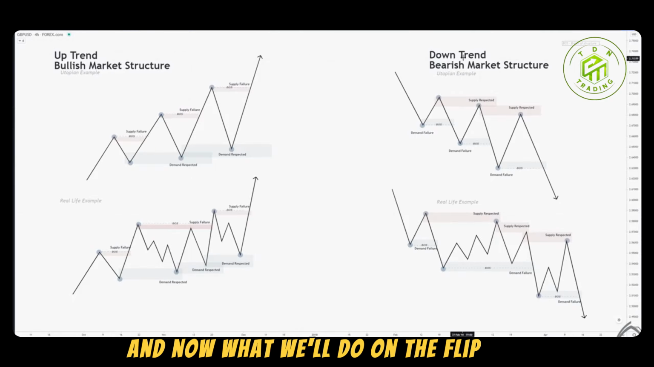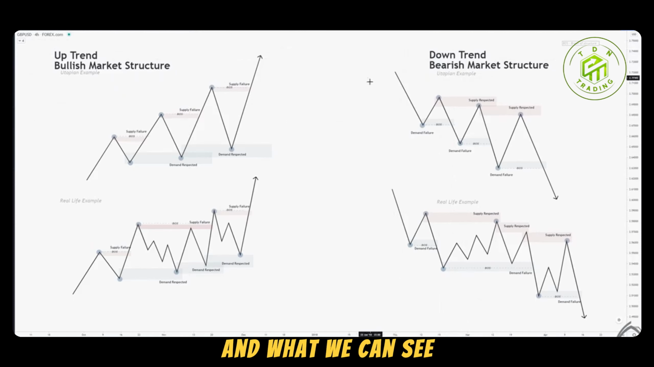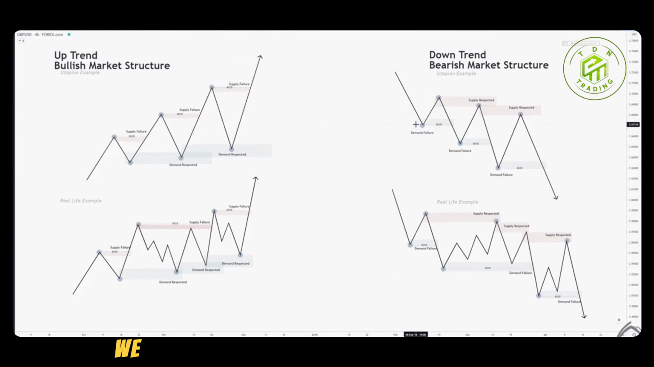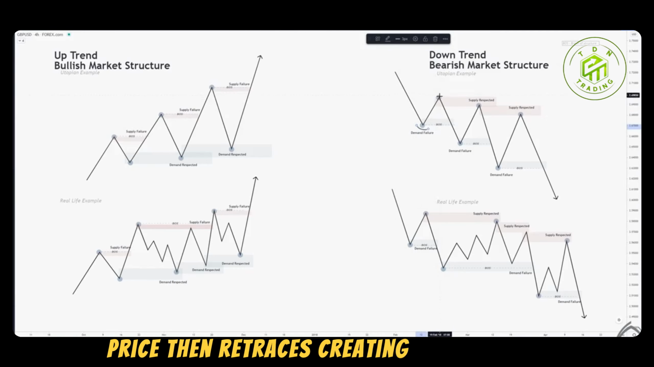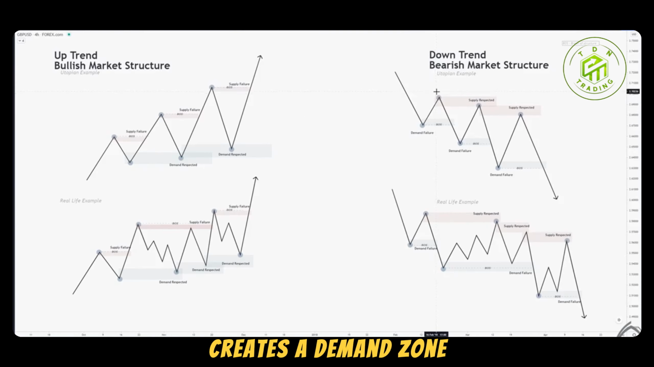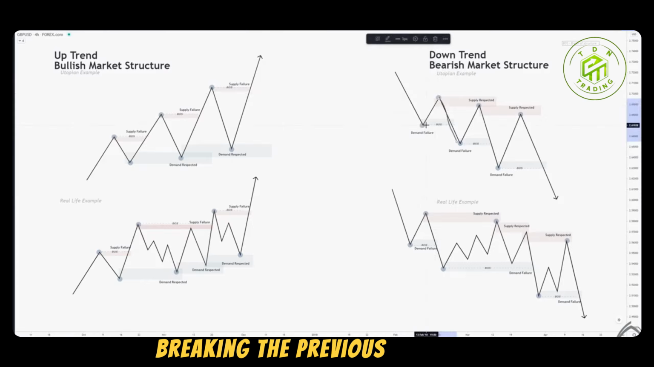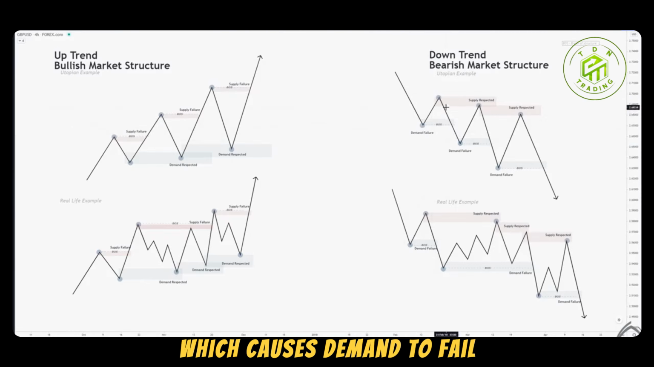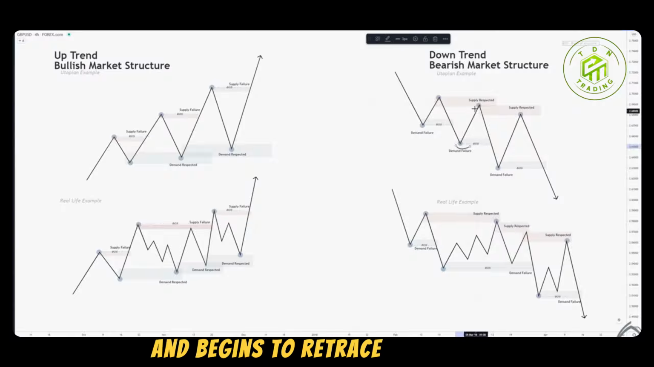And now on the flip side, we'll discuss the downtrend or bearish market structure. And what we can see when we're looking at the bearish market structure is the price creates a lower low. Price then retraces, creating a lower high. The process that creates the lower low creates a demand zone. And when price moves to the downside, breaking the previous lower low, which causes demand to fail, it creates a new supply zone.